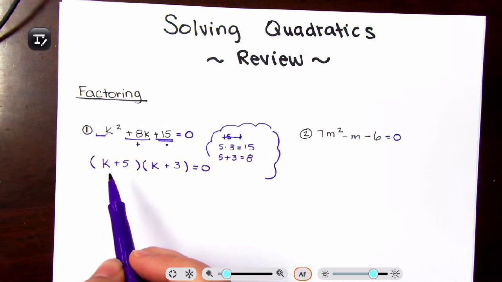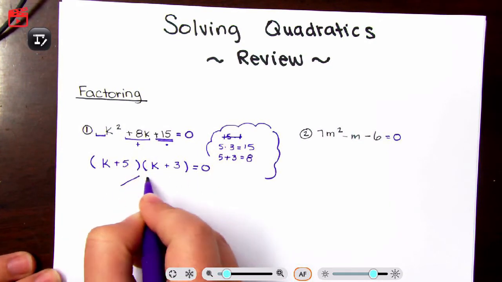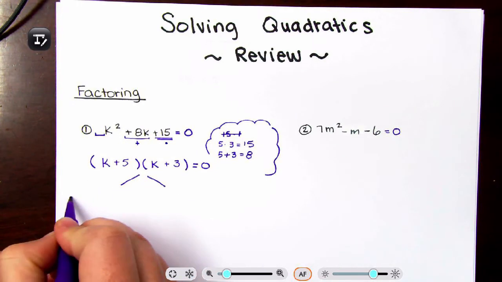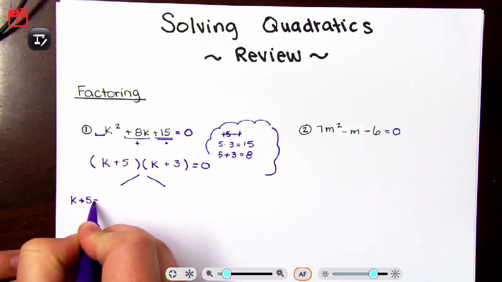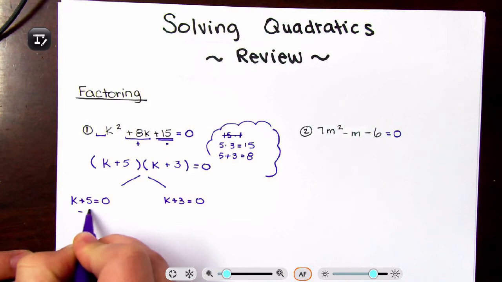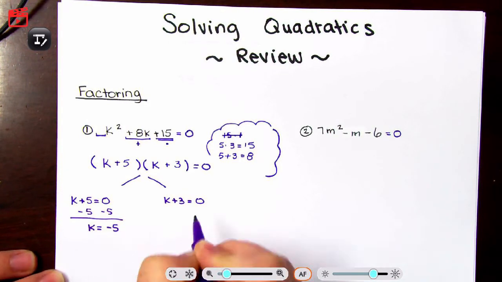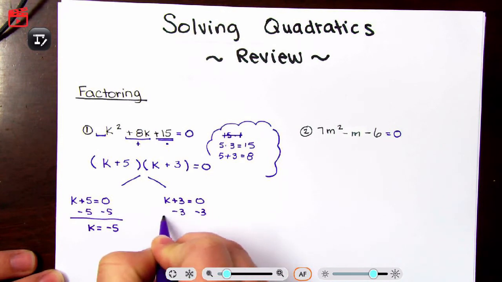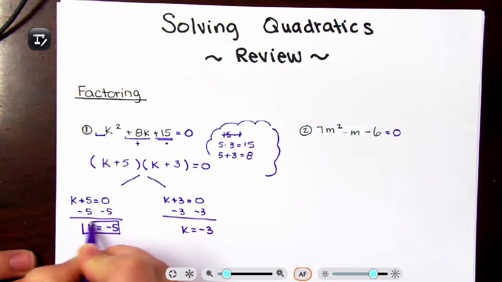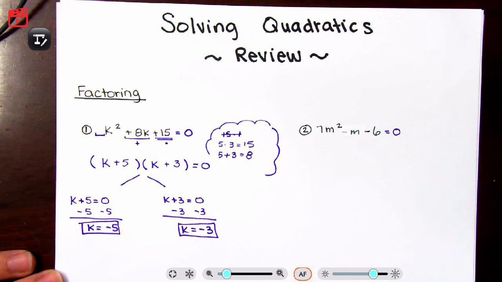Once we set our factors equal to 0, we separate them out. Every single factor, every single bubble is now separated and set equal to 0 separately. We're going to then continue to solve for our variable. And once you have your variable alone and solved for, you are done.